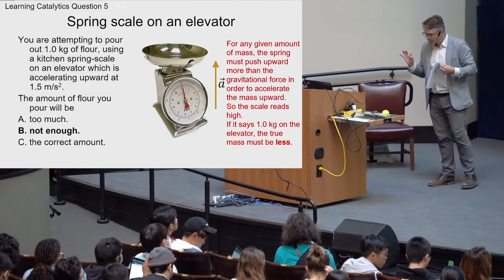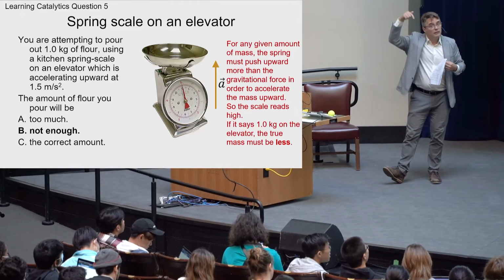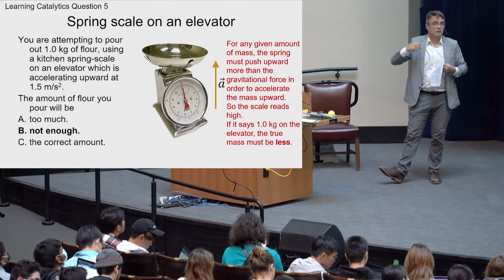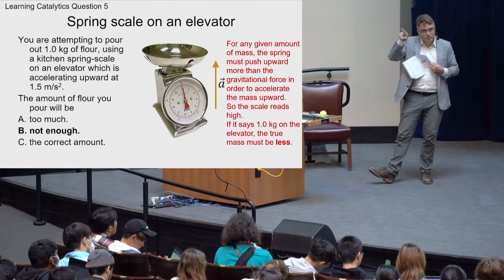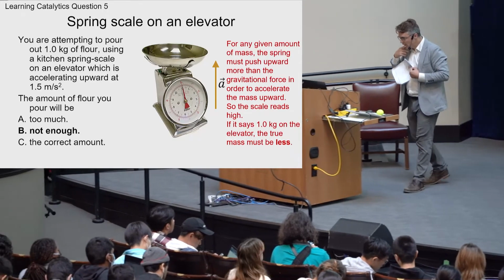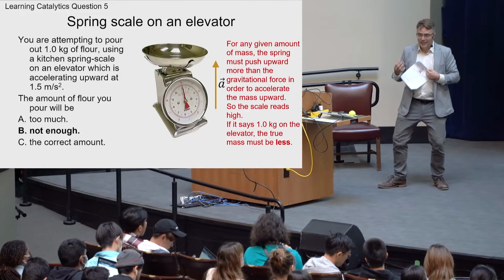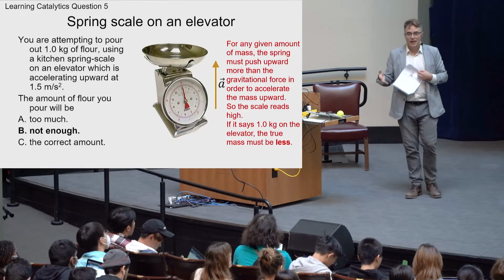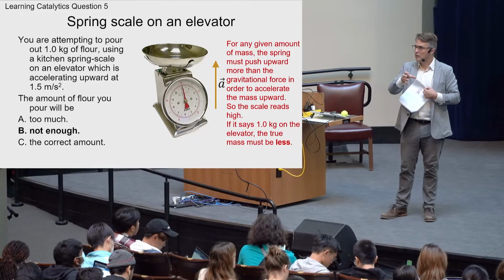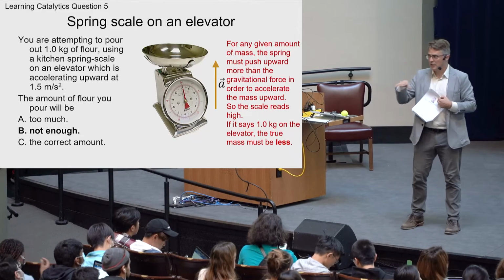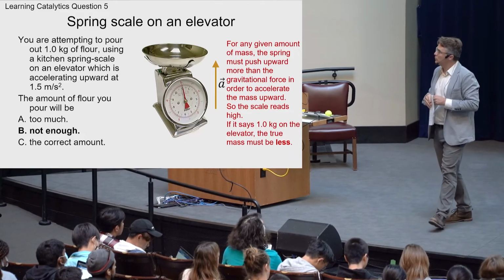For any given amount of mass, the spring must push upward more than the gravitational force from the Earth on the flour. And the spring is what's giving the dial on the scale. So the scale reads high. That's why you feel heavier. So if I see 1 kilogram, I should know in my mind that it's actually less than 1 kilogram of mass of flour. And what that's going to do is make the dough really runny and sticky, and it won't taste very good.